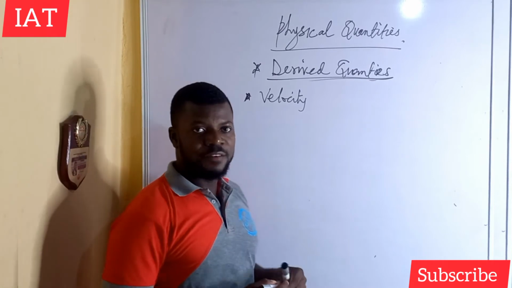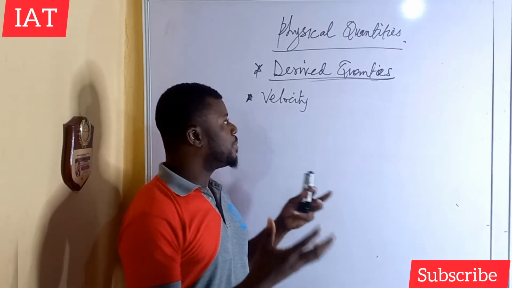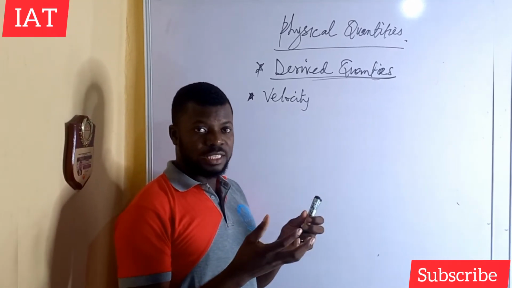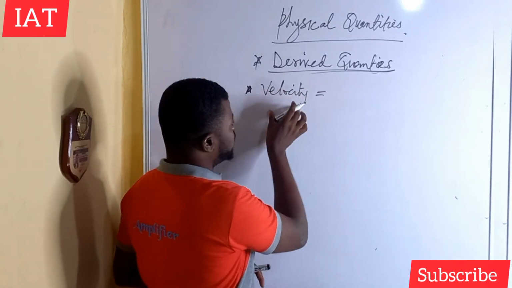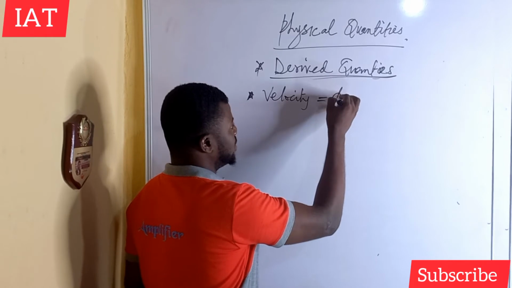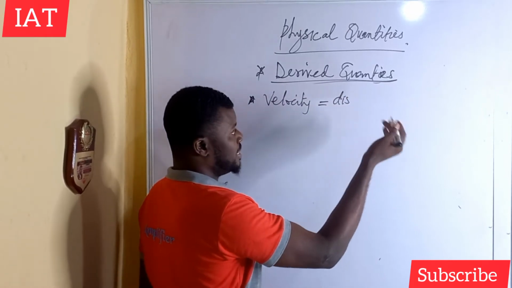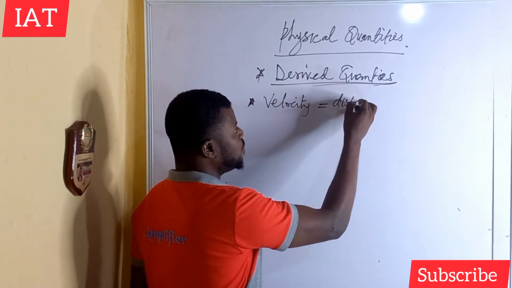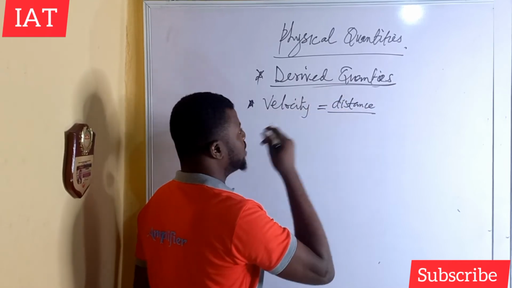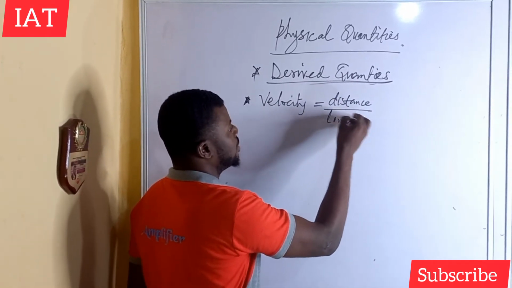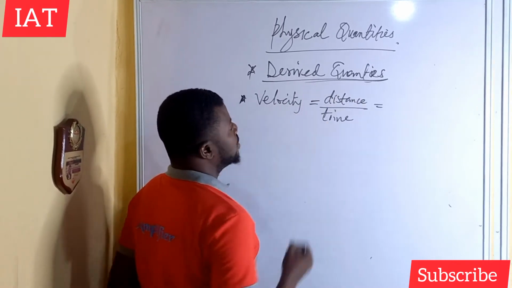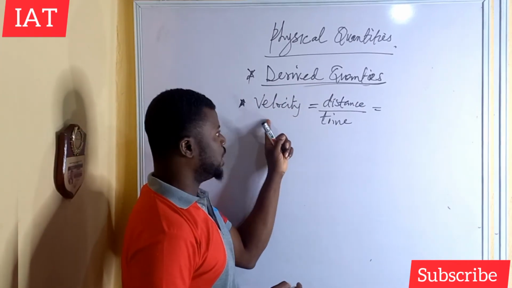Velocity is a derived quantity because it comprises the quantities we have in the fundamental. For example, you know, of course, that velocity talks about displacement or distance. Whichever one you use is still the same. They are interchangeable, displacement and distance. All right, this is a formula for velocity.